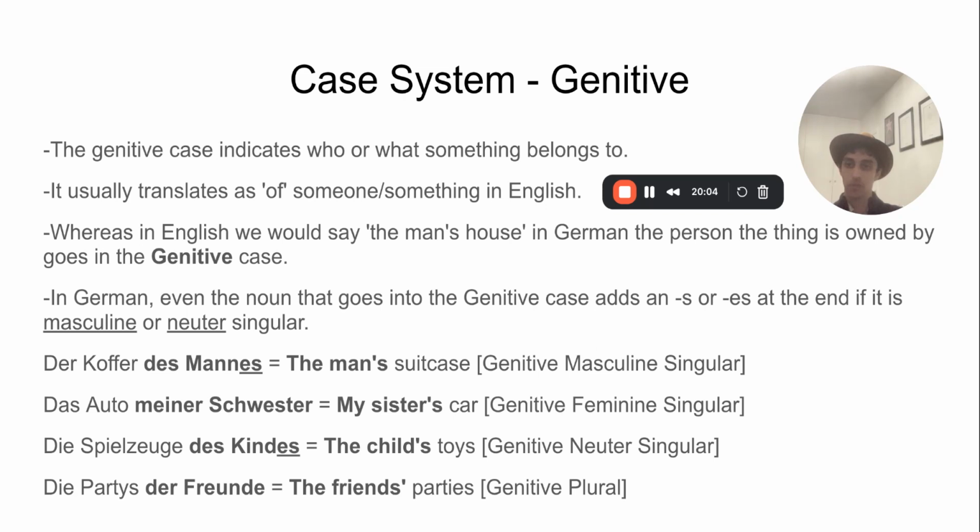And one example for the plural too, which is die Partys der Freunde, the parties of the friends, so the friends' parties. That's genitive plural. These can appear tricky, particularly at the start, so do make sure to revise them. Go back over parts of the video if anything seems unclear. And use various examples and practice until it starts to feel more like second nature.